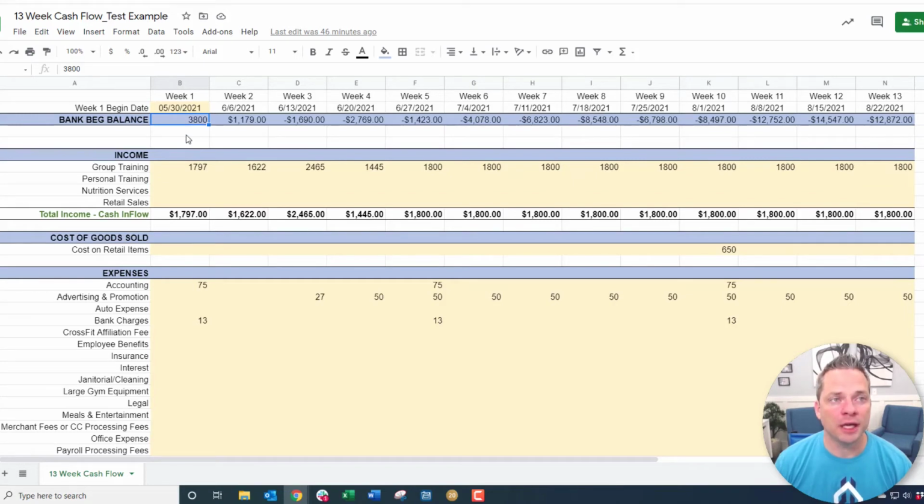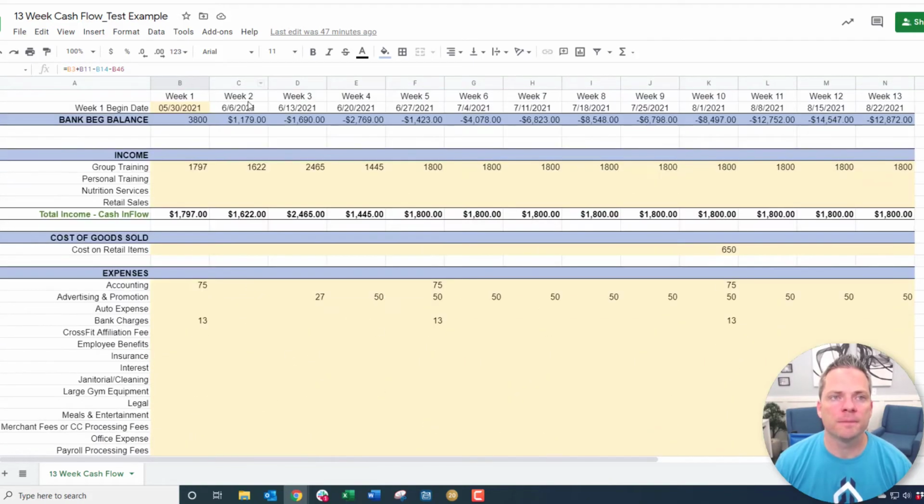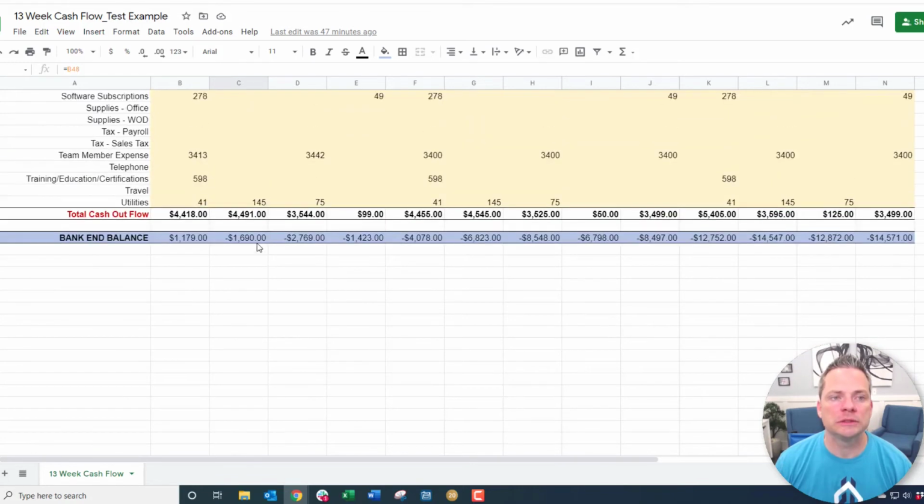And you could type that in. So in this case, $3,800. Their beginning balance is $3,800. Now it's going to calculate everything for you based on the income that you put in, based on the expenses. Looks like by the end of that week, they'll have $1,100, which happens to be the beginning balance here. And then after week 2, well, it looks like there's $1,600 in the hole already.